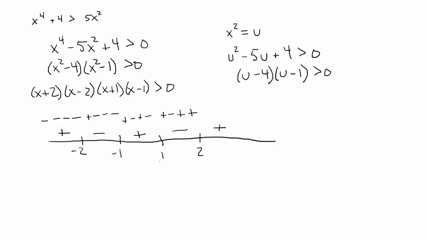And now we were looking for when x to the fourth minus 5x squared plus 4 is greater than 0. So we're not going to include any of our zeros. And we were looking for when it's greater. So everywhere where we have a positive mark, from -infinity to -2, -1 to 1, and from 2 to infinity. So we have -infinity to -2, union, -1 to 1, union, 2 to infinity. And that's the solution to this inequality. And that's all for polynomial inequalities.